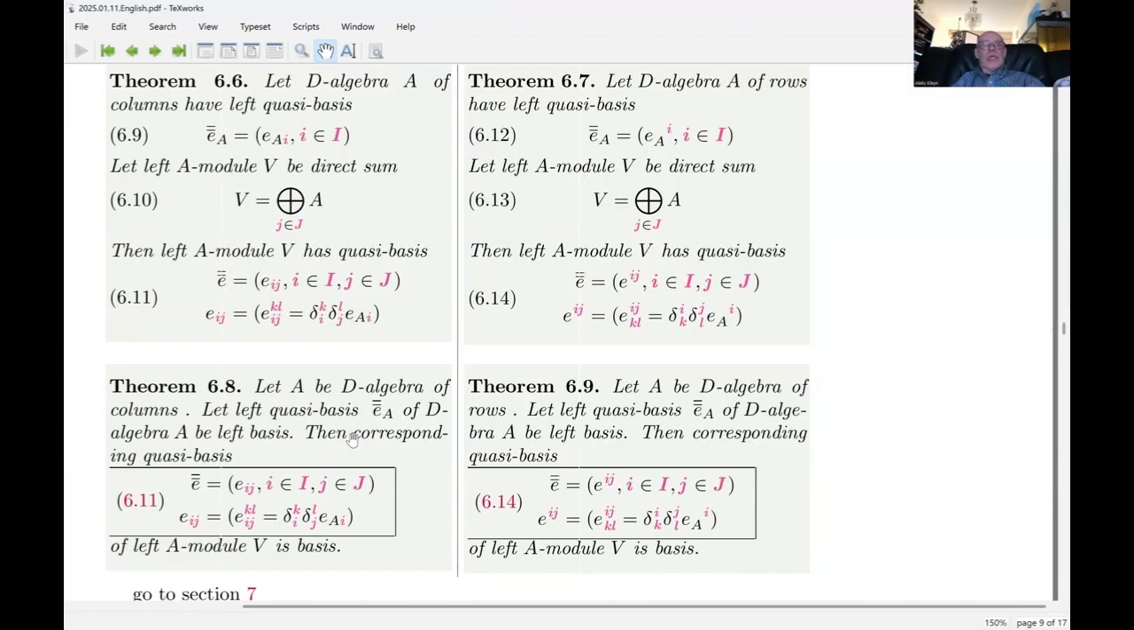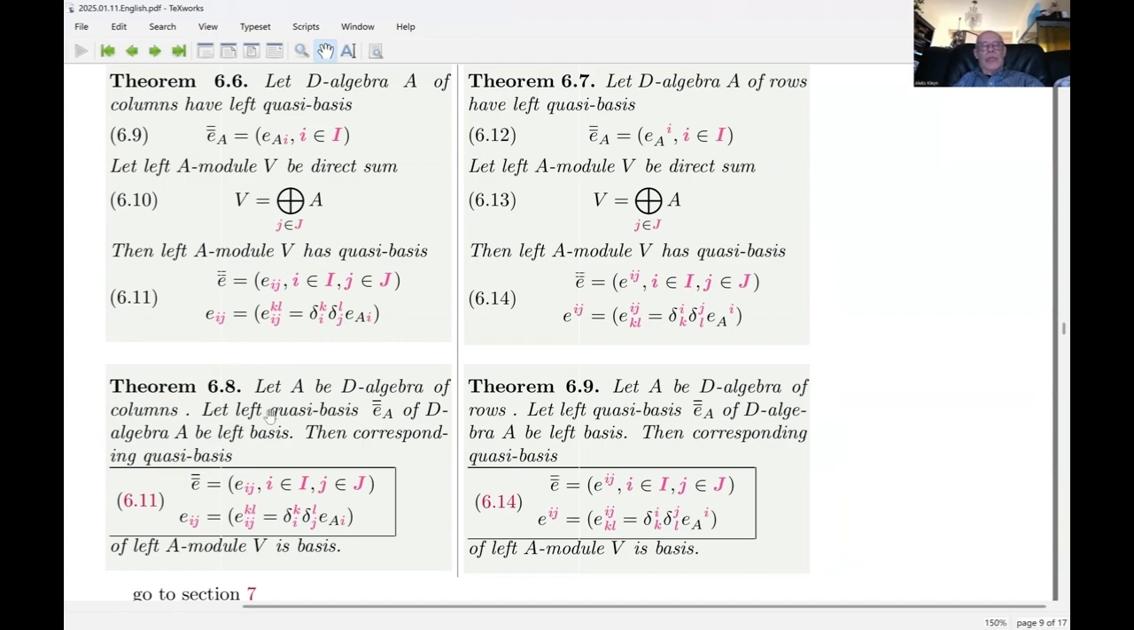Let the algebra A of columns have left quasi-basis (6.9). Let the left A-model V be a direct sum of copies of algebra A. Then the left A-model V has quasi-basis (6.11). This is an example of quasi-basis of model V, and you have a matrix representation of the quasi-basis.